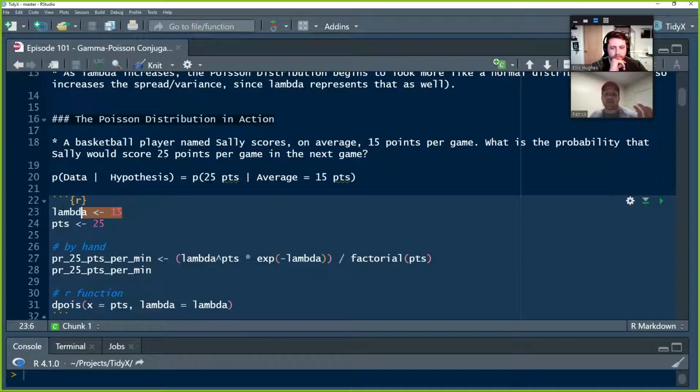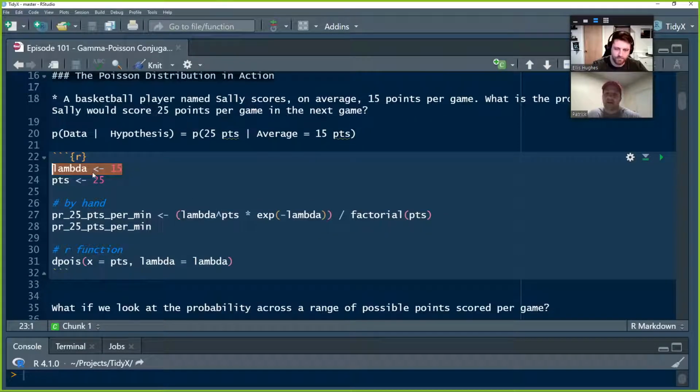So we set this up by saying lambda is our mean, points scored per game, 15. We're saying the number of points we observed or score is 25. How likely or unlikely would that be? We can do this by hand. That's the math right there that will get you to estimating this probability.